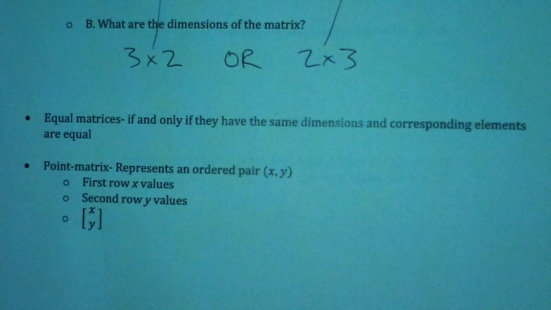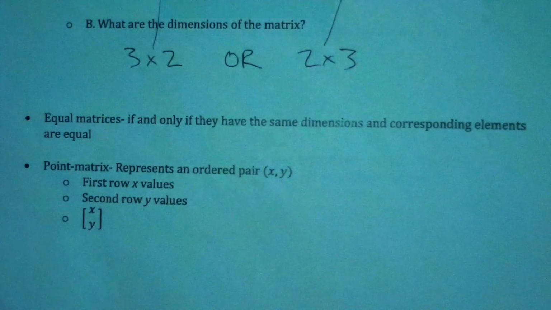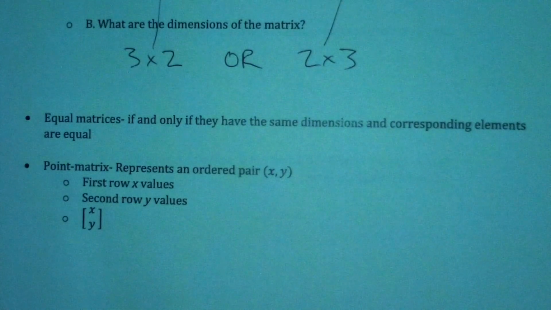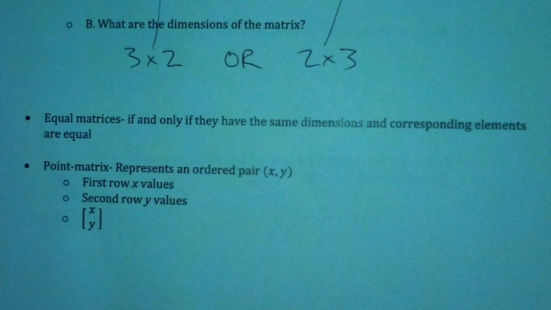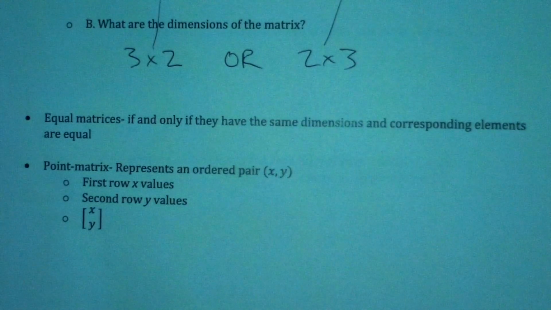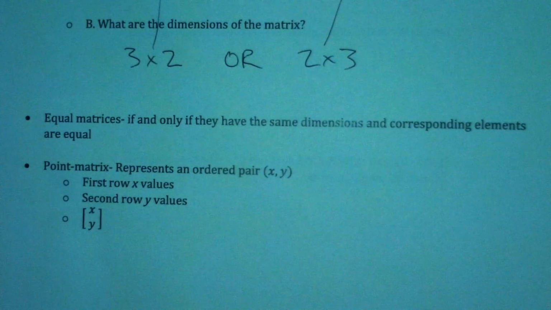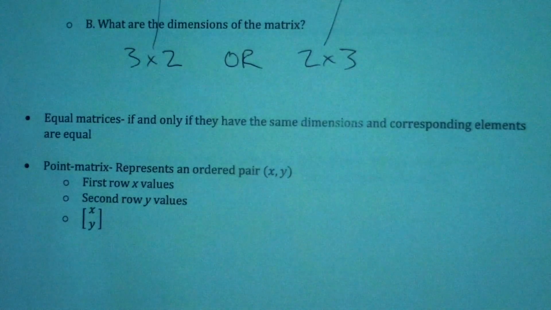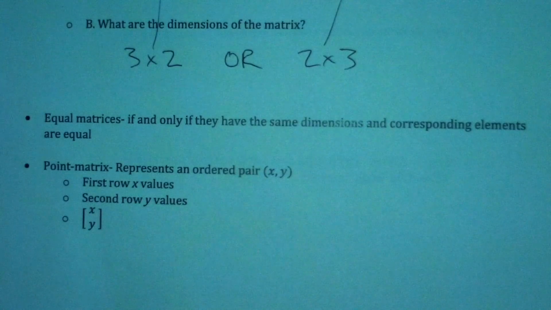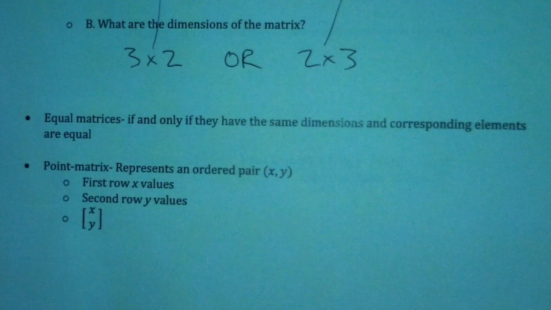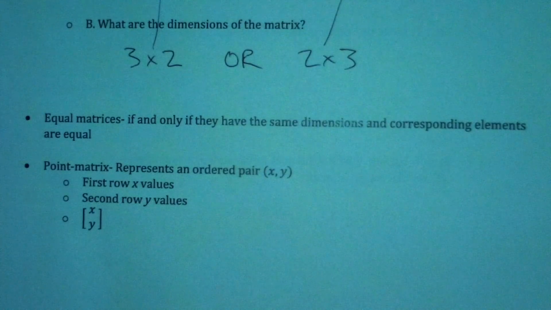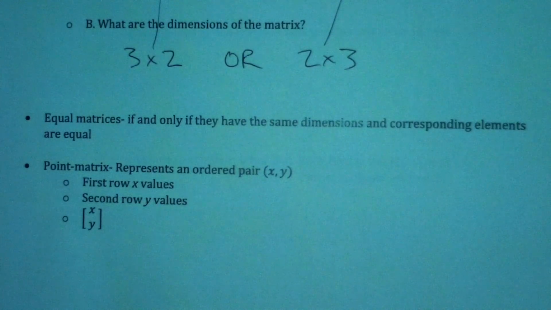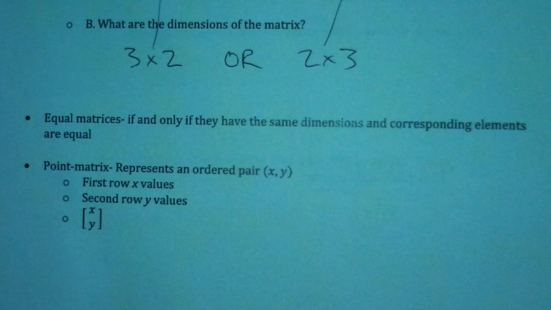Okay, so equal matrices. This only works if and only if they have the same dimensions and corresponding elements are equal. So this only works if they're exactly identical to each other. So even though on that last one we had 2 matrices where we used the same exact numbers, if we don't set them up with the same exact dimensions, they would not be considered equal matrices, okay? They have to be identical. All the numbers have to match up, and they have to have identical dimensions to each other to be equal matrices. So even if you use the same numbers, that doesn't make them equal, okay?